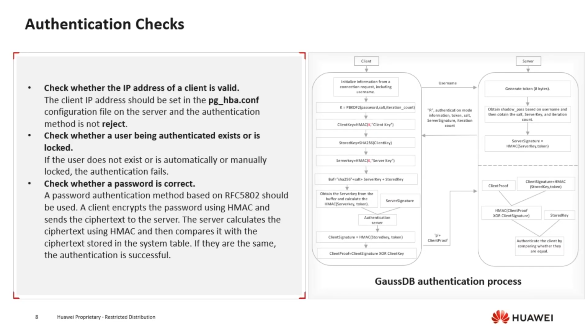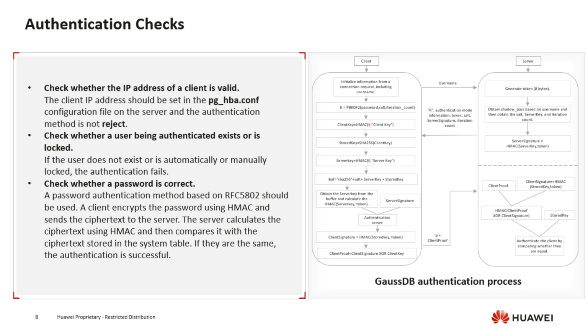After explaining how to configure access control rules, let's look at the validation performed during the login process. First are the various configurations in the pg_hba.conf we just discussed, followed by verifying the authenticated user exists in the database or is not locked out. Password validation is based on the RFC 5802 protocol, and the specific process can be seen in the diagram on the right. Stored key and server key are used for forward and reverse authentication respectively.